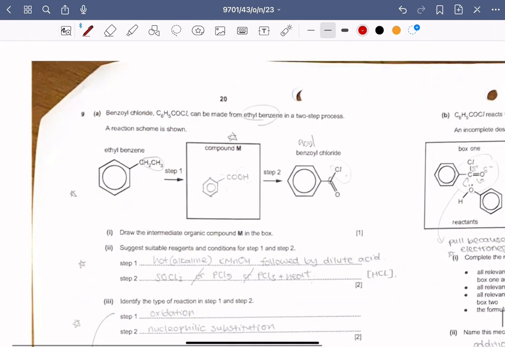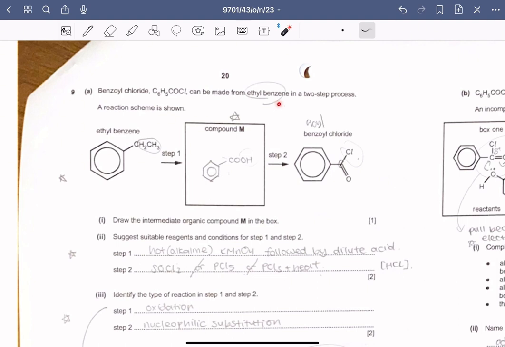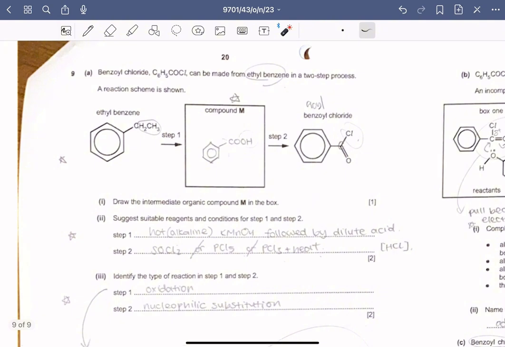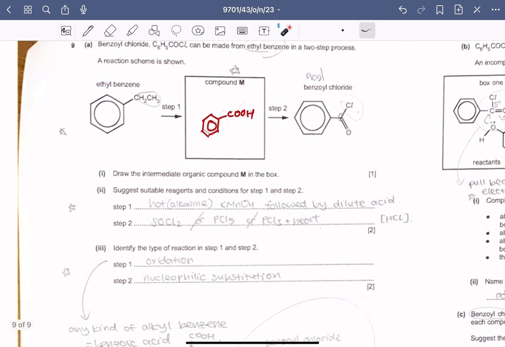Next question, 9a. Benzoyl chloride can be made from ethylbenzene in a two-step process. A reaction scheme is shown. Draw the intermediate, organic compound M, in the box. To form benzoyl chloride, you have to form COOH first, which is benzoic acid. No matter what this group is, it cannot form CH2COOH. It will always form benzoic acid. Benzoic acid is only bonded to COOH immediately from the benzene structure. So first benzoic acid is formed, and then it undergoes a reaction to form benzoyl chloride, which is an acyl chloride.